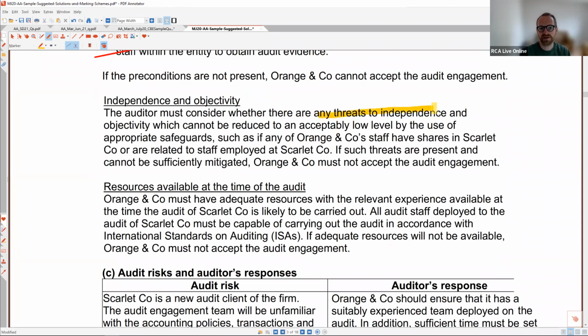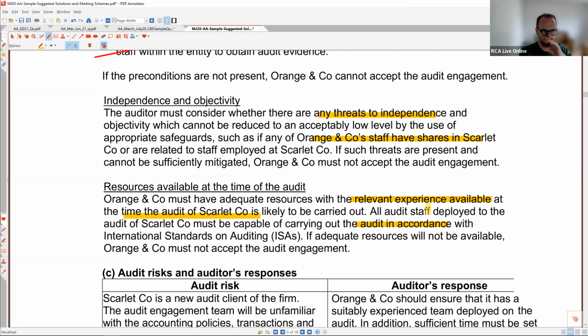Independence and objectivity. So are there any threats to independence? For example, do any of the staff have shares in the company? I'm going to talk about ethics in just a minute, so something brief about that. And do we have the resources? All you're saying there is, do we have the relevant experience? Do we have the time available? And of course, can we act in accordance with standards? If we do, well then yes.